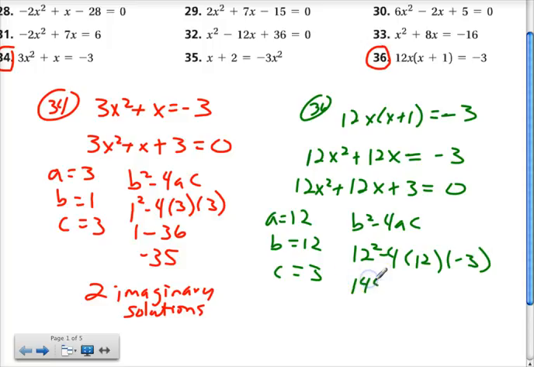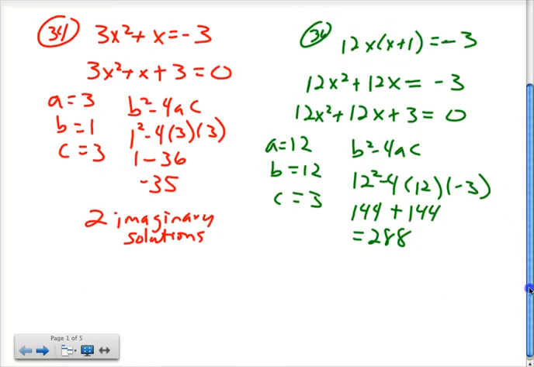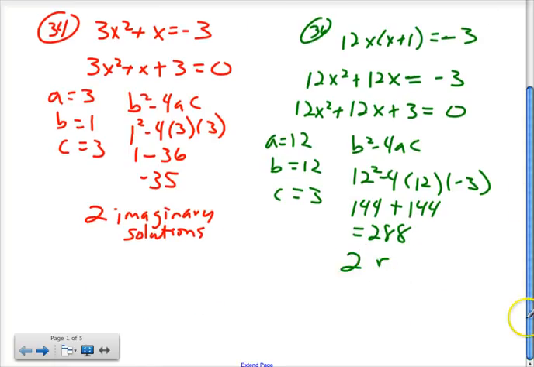And that's going to be 144 plus, and over here, we would just need to take, let's see what we have, 4 times 36. And that is 144. So we get 288. And it doesn't matter how large it is. What matters is that it is positive. So we get two real solutions.